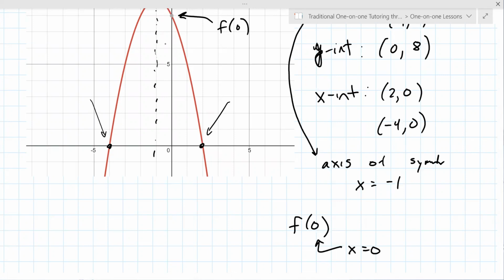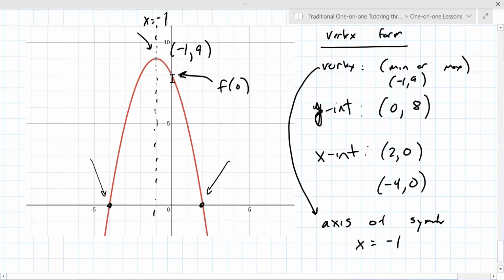x equals 0, f of 0. Okay, all right, I think I got that. So f of 0 is 8 because when x is 0, it's this point right up here, which is the same thing as the y-intercept. They're exactly the same. So f of 0 and the y-intercept are the same.